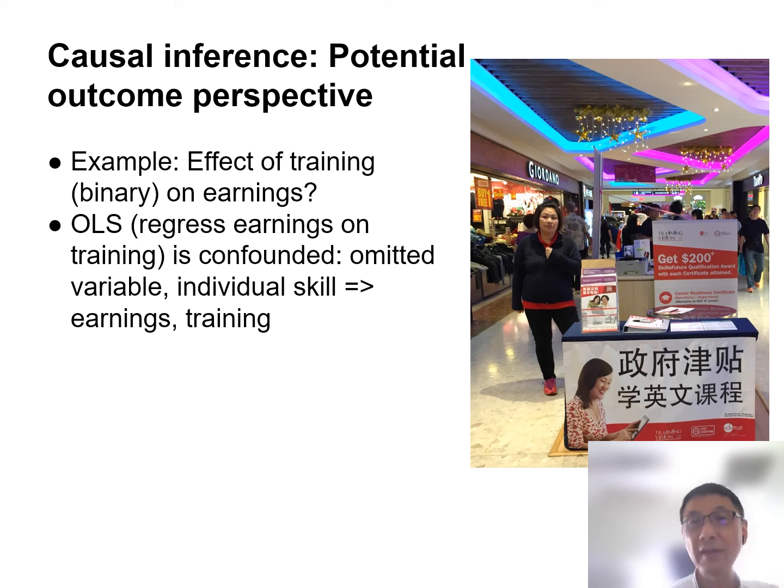But that might be confounded. An obvious omitted variable is individual skill. Some people are inherently more capable than others. They will earn more, and they might also be people who go for training. Then we won't know if their earnings are higher because of the individual skill or because of their training.